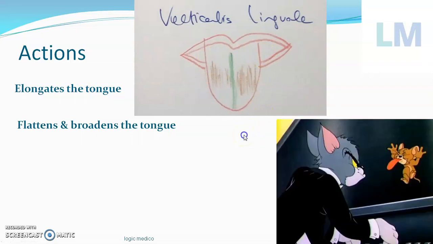I am sure that you like this cartoon. See this here, Tom and Jerry. See Jerry, see the tongue is coming out like this. It's an exaggeration of this action of verticalis linguale, wherein the tongue is elongated, flat and broad. It's making fun of Tom. Isn't it interesting? Verticalis linguale.